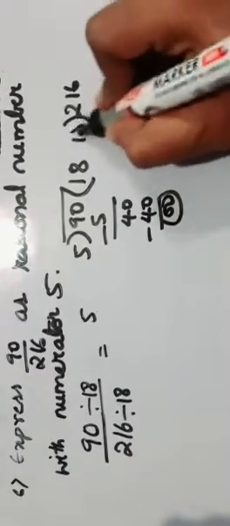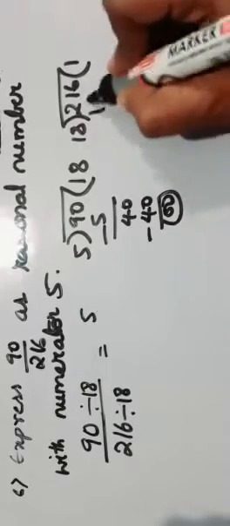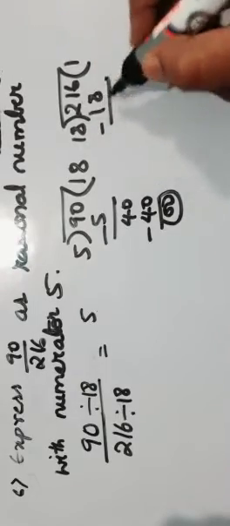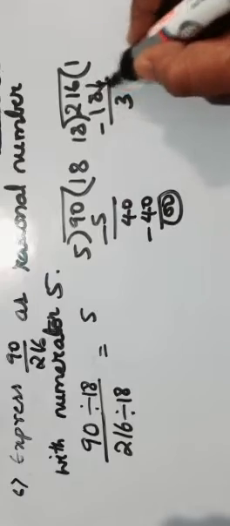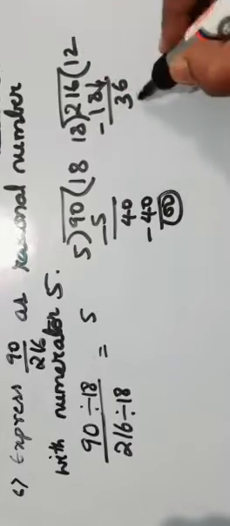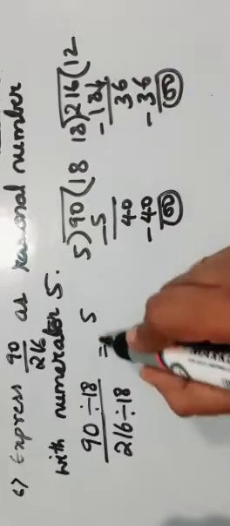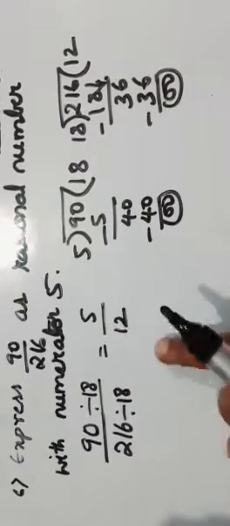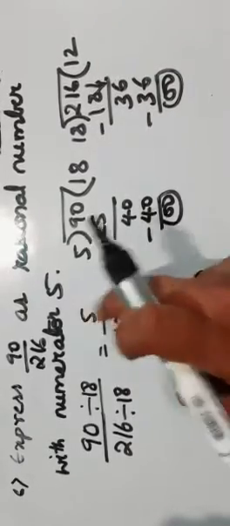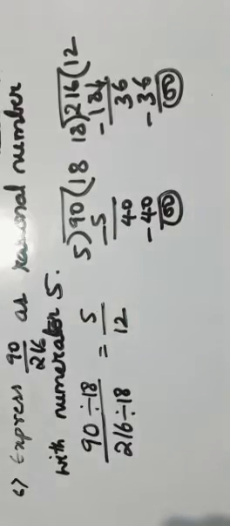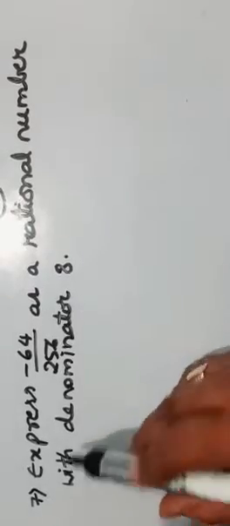216 divided by 18. 18 ones are 18. 21 minus 18 is 3. Take 6 down. 18 twos are 36. So the quotient is 12. You have to write 12 in the denominator. This is the required rational number. Then you have question number 7.